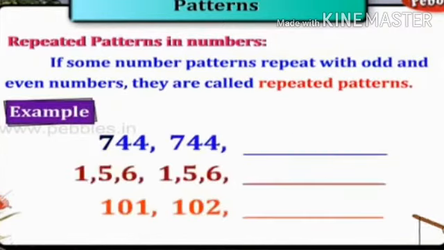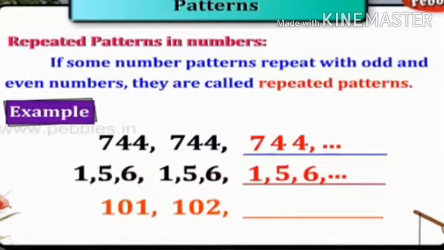Repeated patterns in numbers. If some number patterns repeat with odd and even numbers, they are called repeated patterns. 744, 744, 744, and so on. 1, 5, 6, 1, 5, 6, 1, 5, 6, and so on. 101, 102, 101, 102.